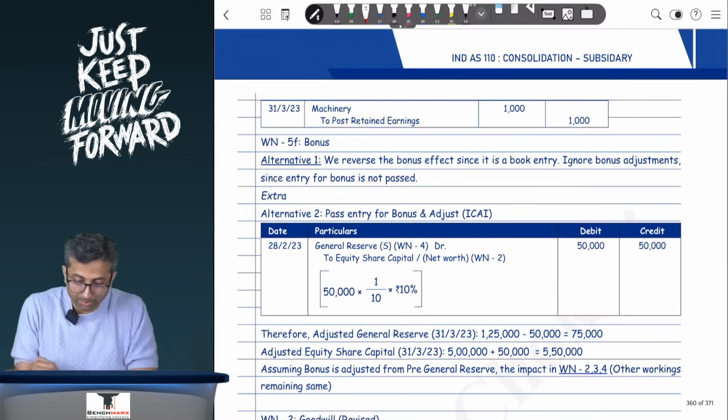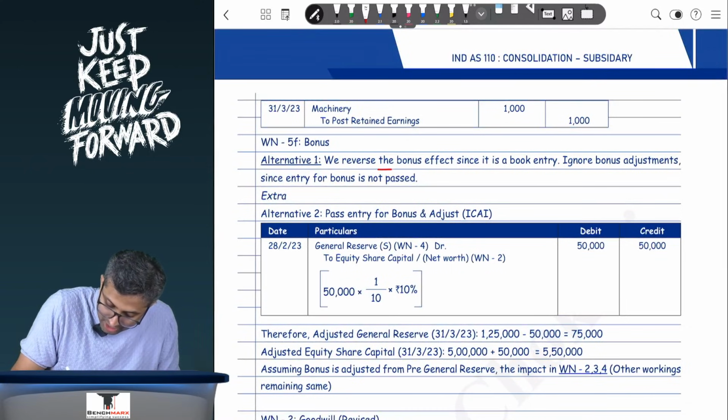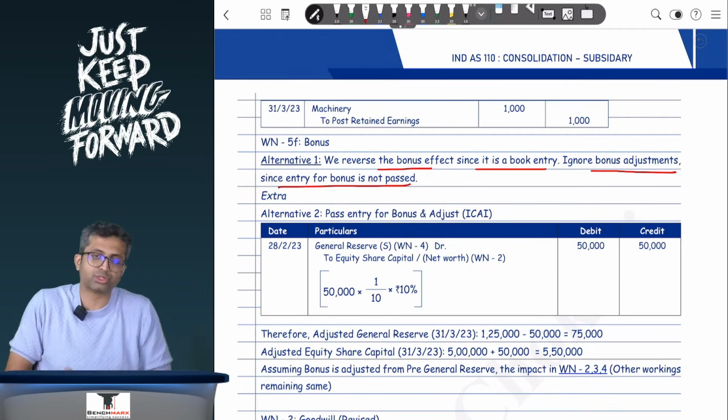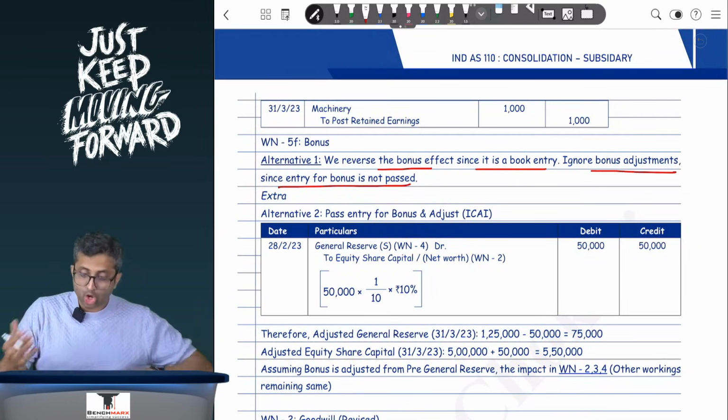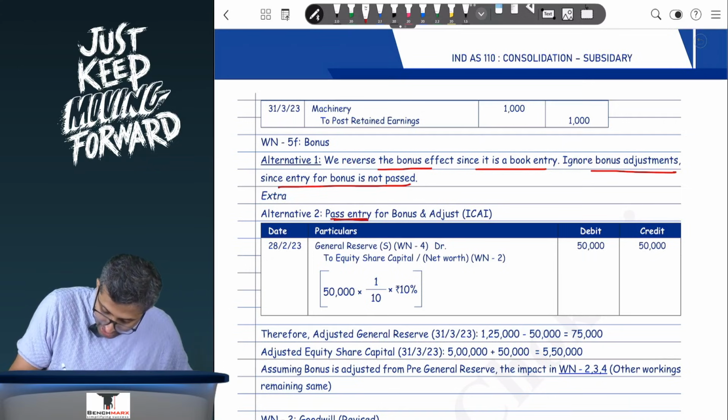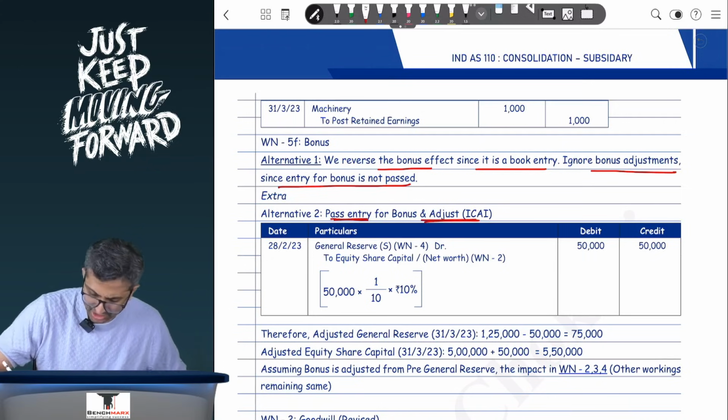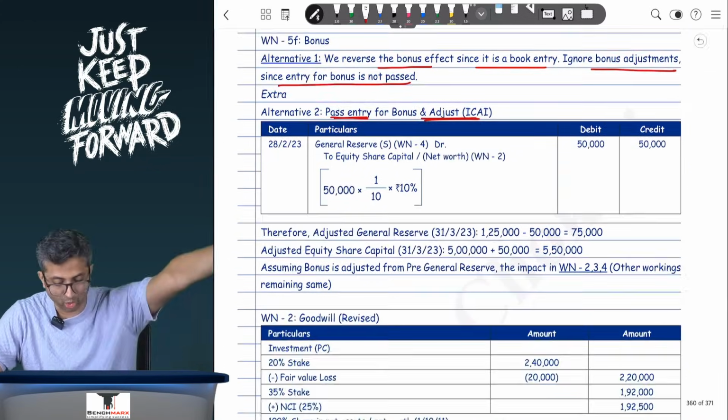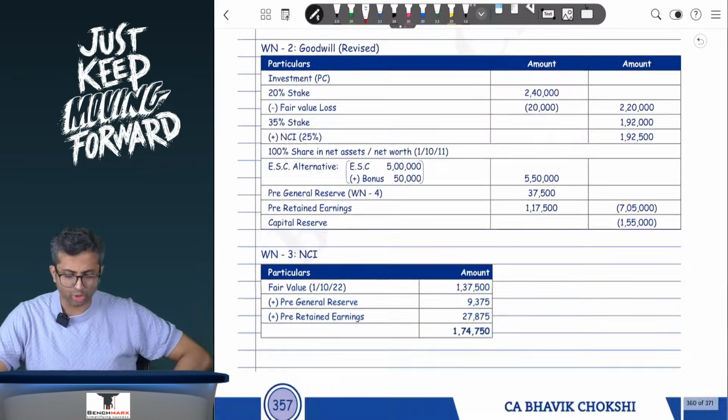For bonus, we will reverse the effect of bonus since it is a book entry. Ignore bonus adjustment since the entry for bonus is not passed only. This is what we have done. Though you can pass the entry for bonus and then adjust, like what ICAI has done over here. You can refer to the alternative treatment as well separately, though your answers will remain the same.